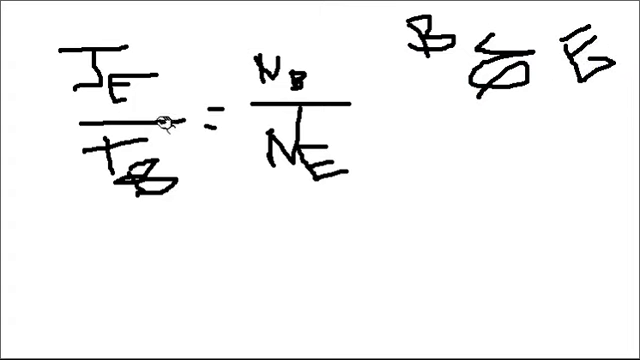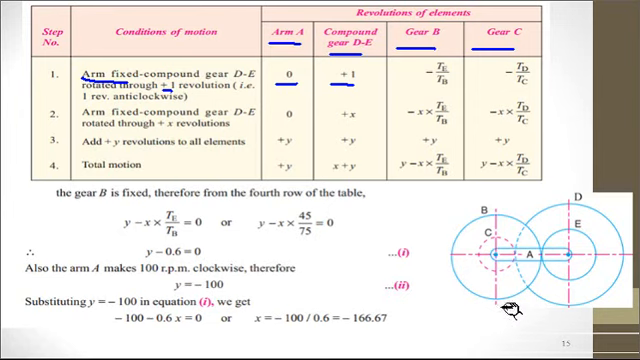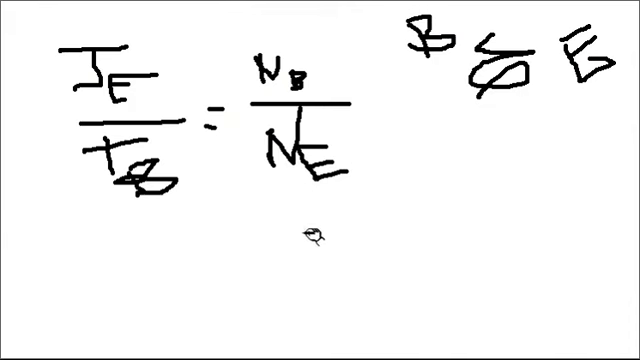Let us observe the diagram once again. Gear E and gear B are connected externally. Gear E is rotating in the anti-clockwise direction. Then what is the rotating direction of gear B? Clockwise, and clockwise means negative. So we keep it minus.